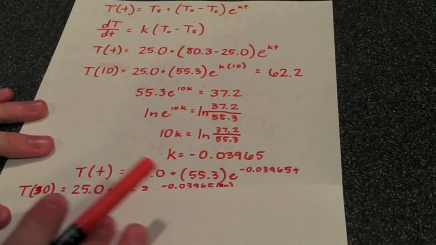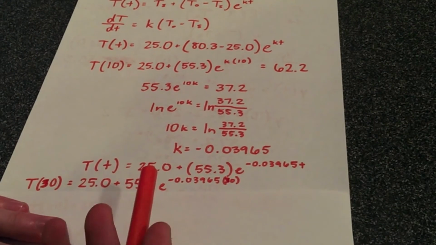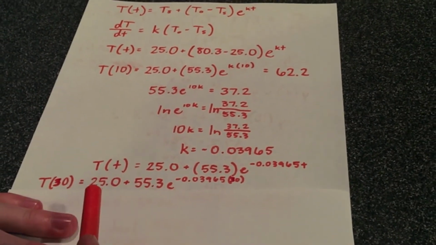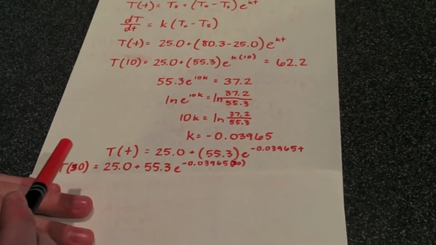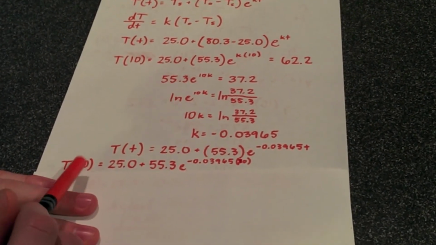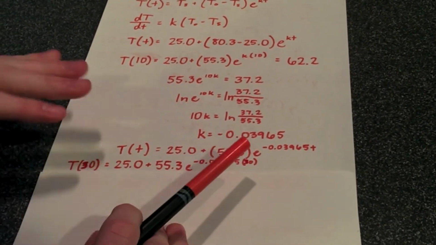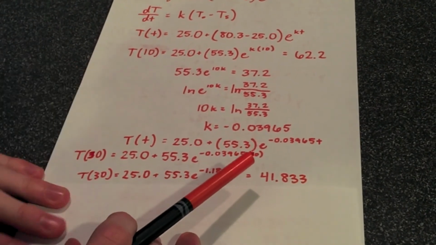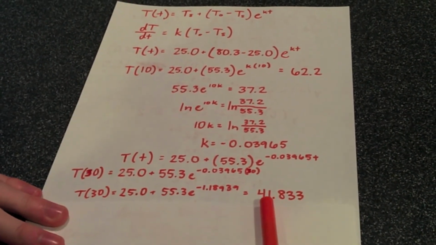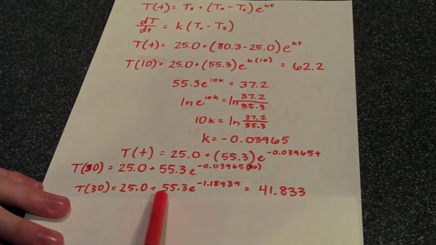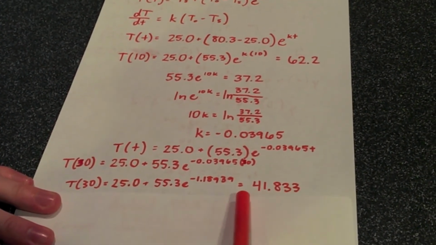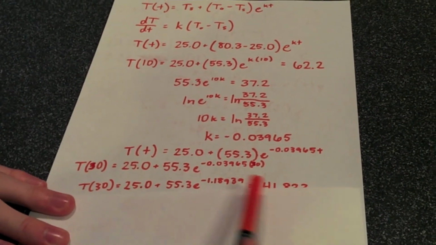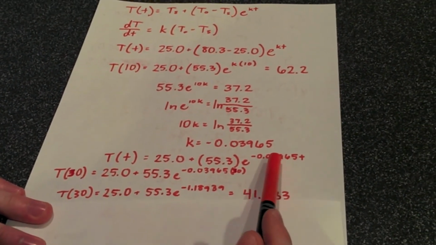Let's say there's a time 30 minutes from our initial measurement that we want to estimate what the temperature of the cake is going to be. All we have to do is plug in 30 minutes for the little t's right there and up there, and we just have to simplify it. So simplifying for T of 30, 25.0 plus 55.3 e to the negative 1.18939 equals 41.833. That number up there came from this times 30.